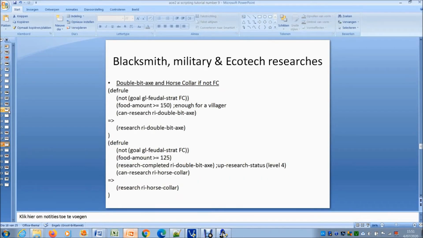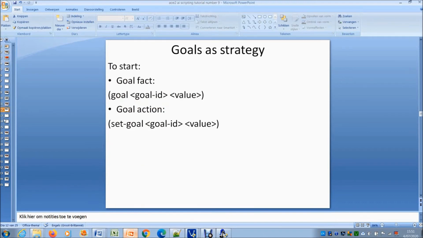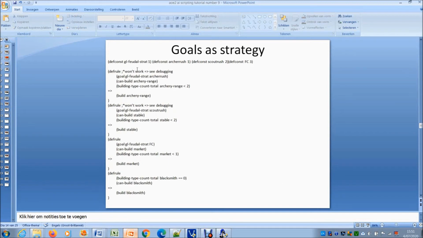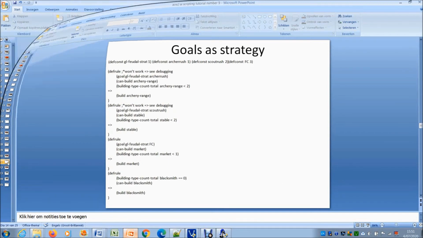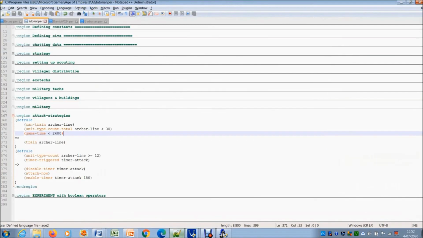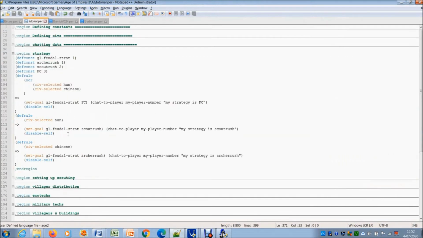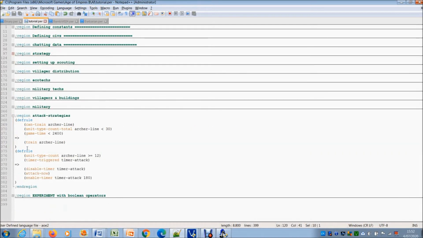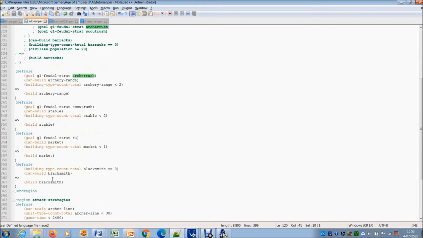We have debugged the archery class 900, the faulty brackets, and the archer line that we forgot to say. It's not building an archery range. Why is this? We can check all of our code. Is the strategy set up correctly? It did say that we were having an archer rush. Did we program the archery ranges correctly? We can start looking.